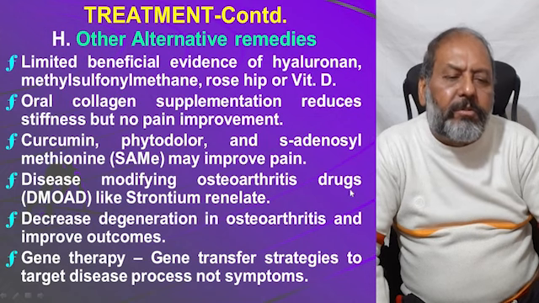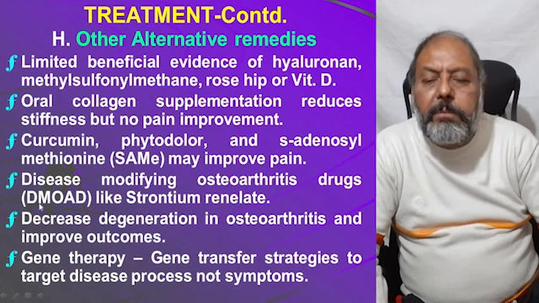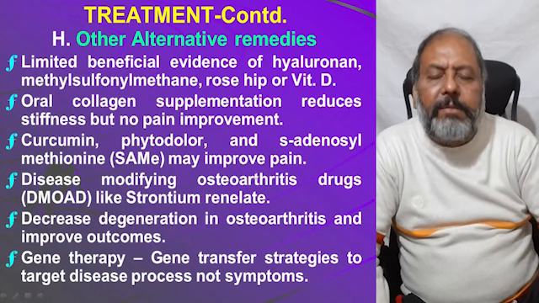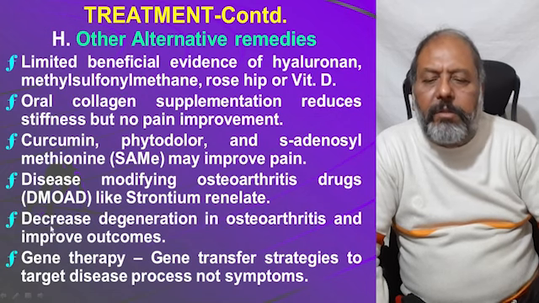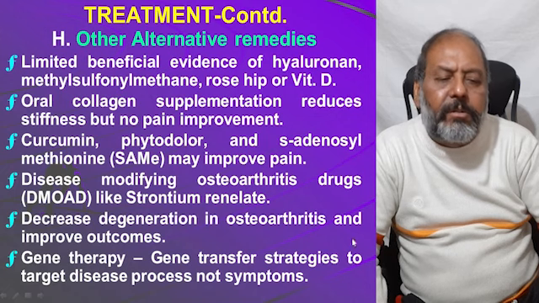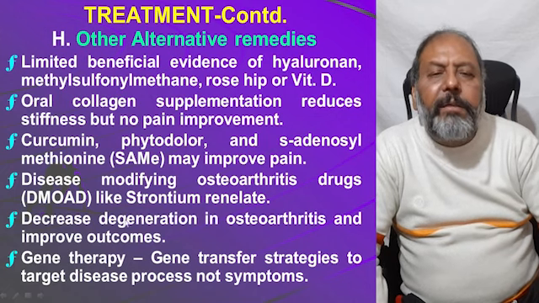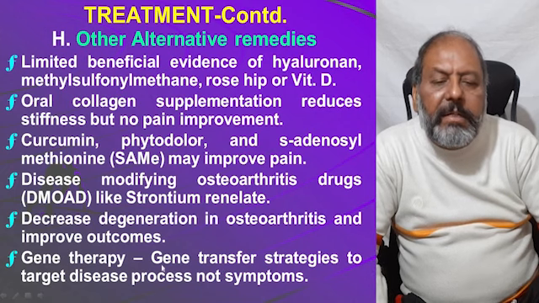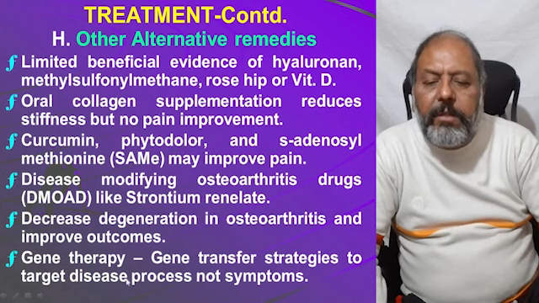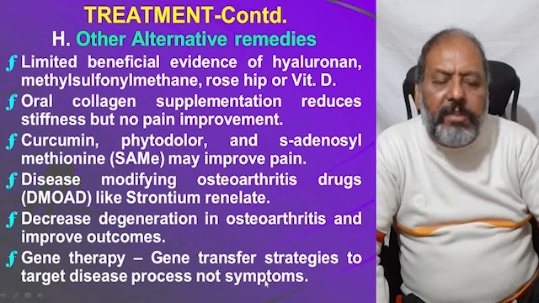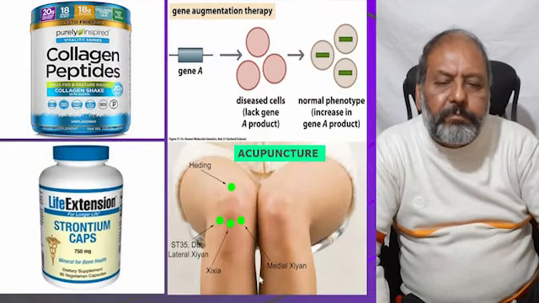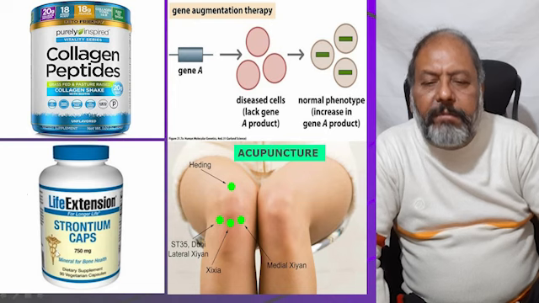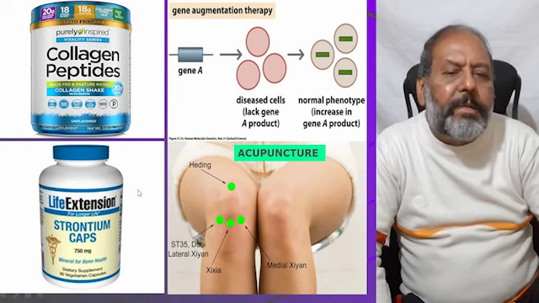Disease modifying osteoarthritis drugs, DMOAD, like strontium ranelate, have some role because they decrease degeneration in osteoarthritis and improve the outcome. Then gene therapy means gene transfer strategies to target the disease process, not the symptom. So here one can see the collagen peptide and strontium capsule which are being used.